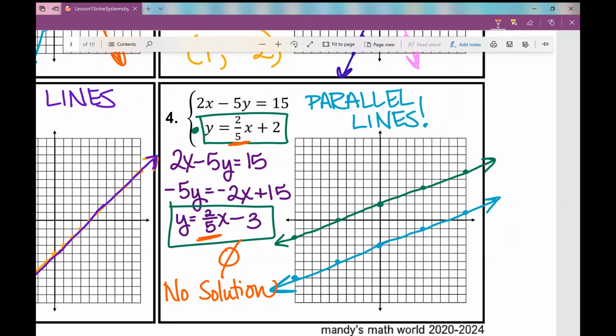And this concludes your notes over solving systems by graphing, using the graphing method. Be really, really good at solving for y and graphing lines. I hope it was helpful.